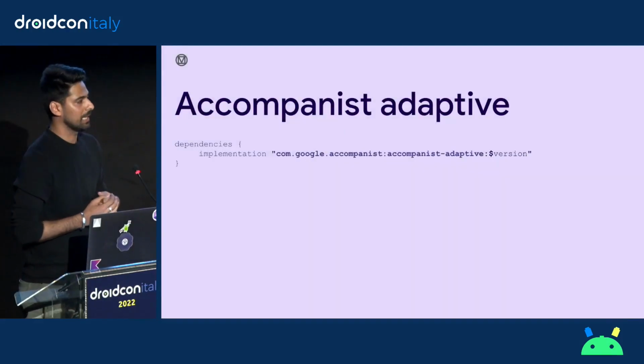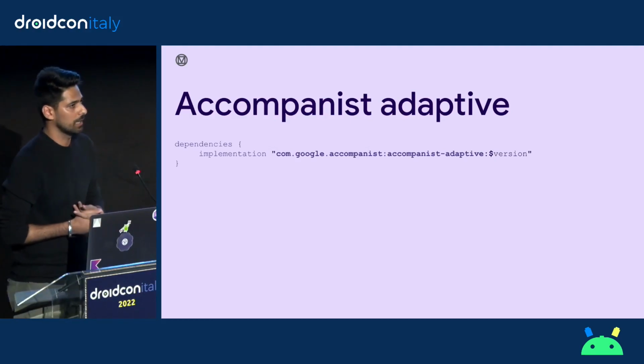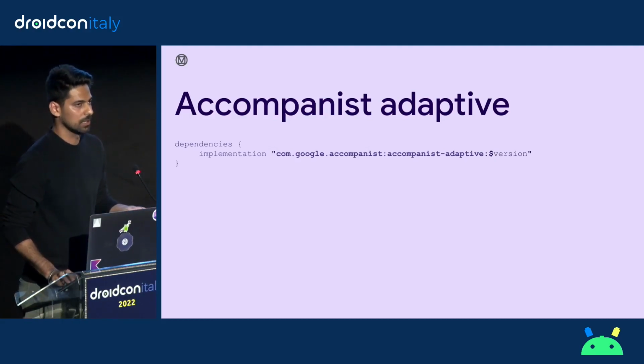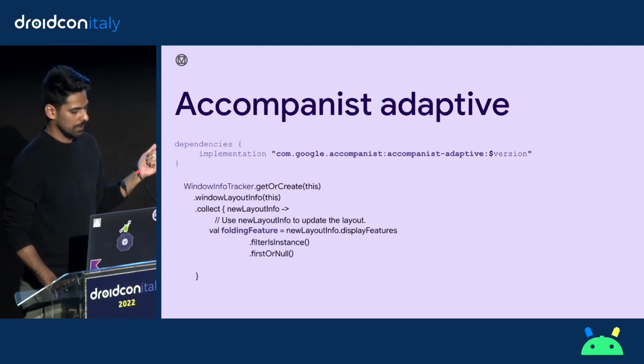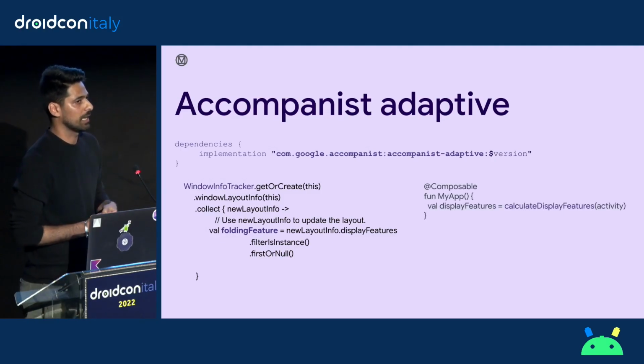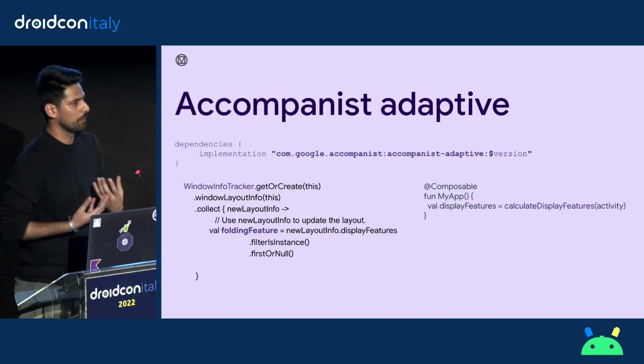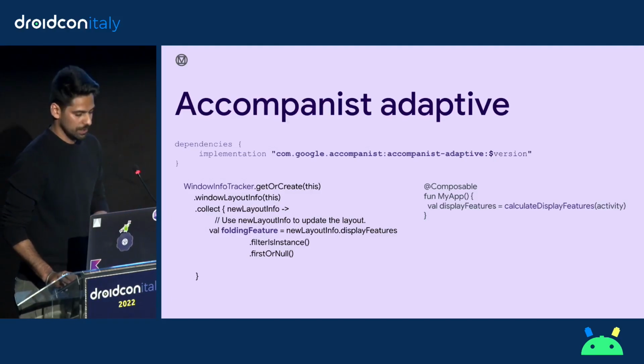We have Accompanist Adaptive, which is a new, very early library that will help us make it easy to transition our app for large screen. Lastly, we saw this information where we were getting the display feature from Window Manager can be simply reduced to calculate display features in one line in your composable. So that gives you power and make sure that you are easily adopting inside your composable wherever you need it.